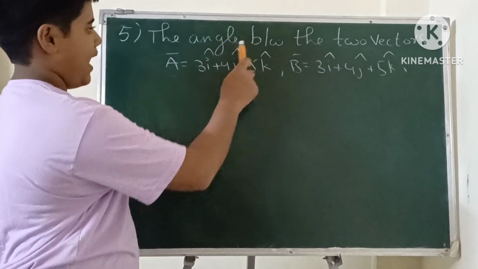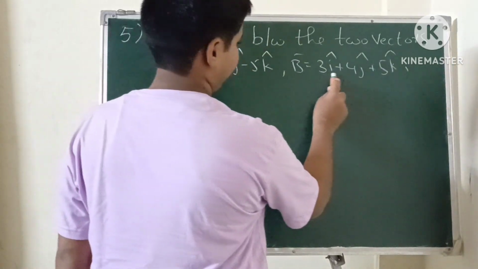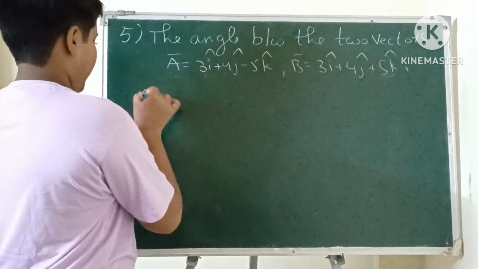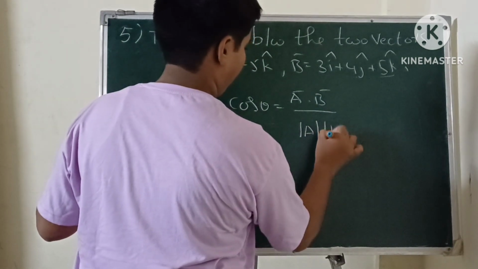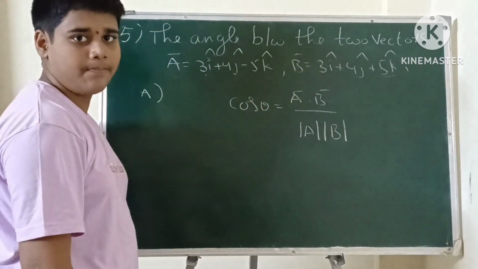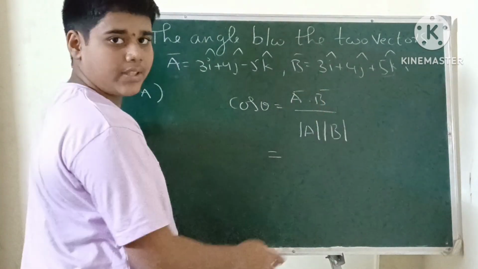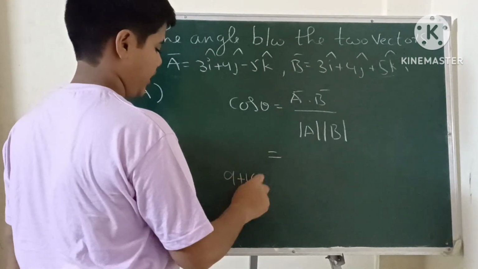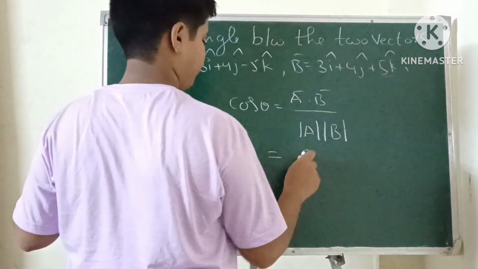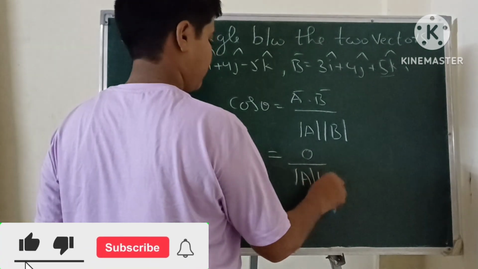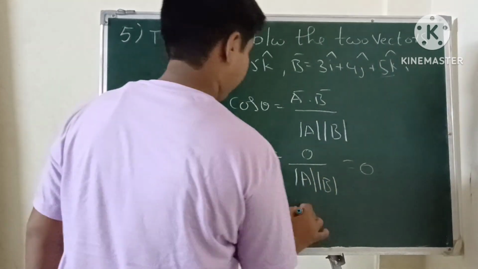And the fifth sum is the angle between the two vectors a bar equals 3i cap plus 4j cap minus 5k cap and b bar equals 3i cap plus 4j cap plus 5k cap. We already learned the formula cos theta equals dot product by mod a mod b, the magnitudes of these two vectors. So a bar dot b bar means the dot product: 3 into 3, 9, plus 4 into 4, 16, minus 5 into 5, 25. So both cancel and the dot product is 0. 0 by mod a mod b means 0 only, and 0 by anything means 0. So cos theta equals 0 means theta is 90 degrees.